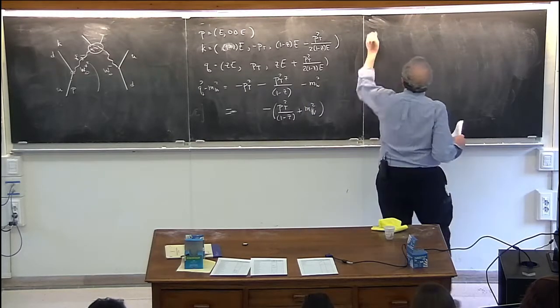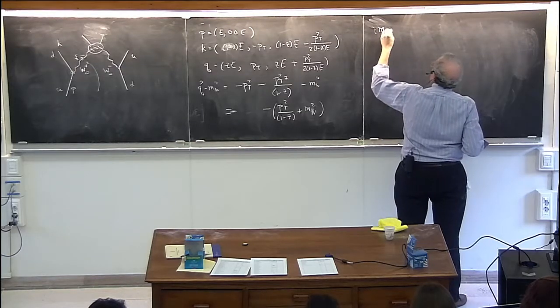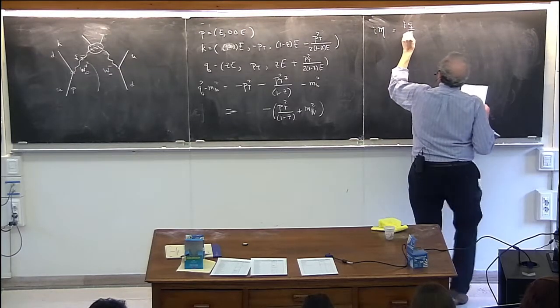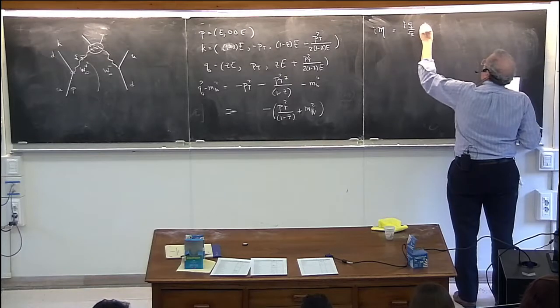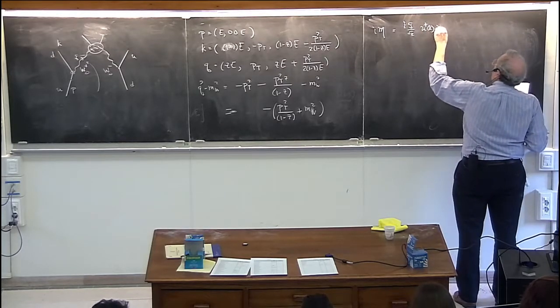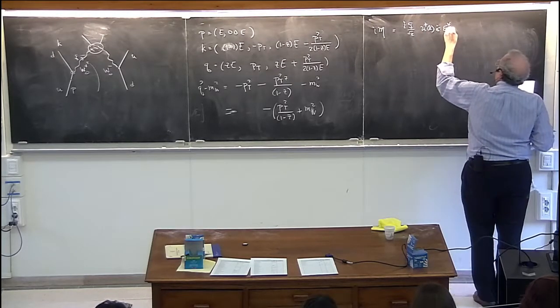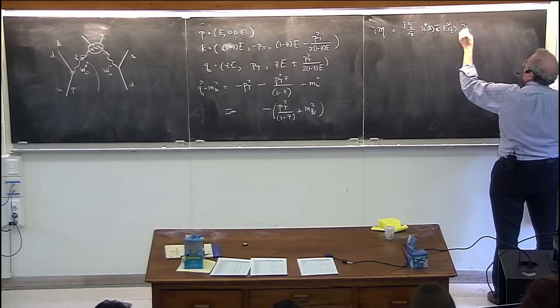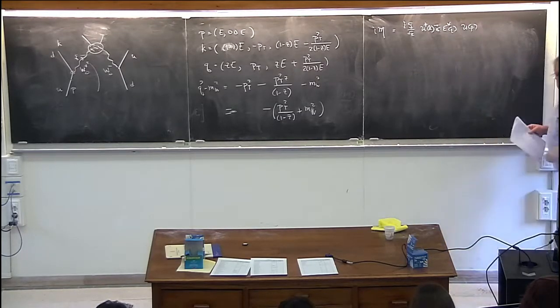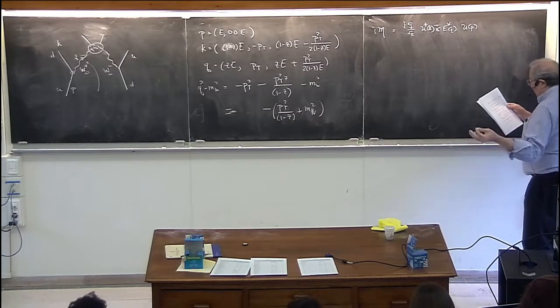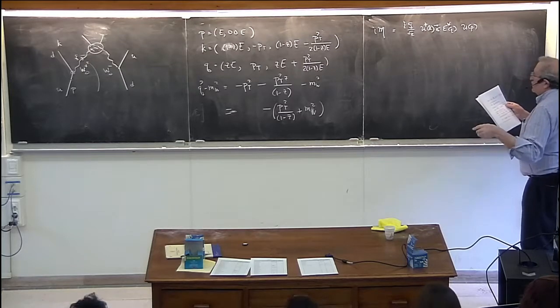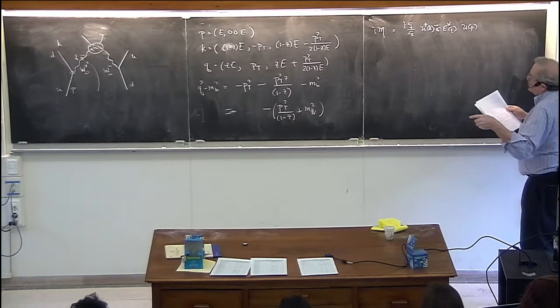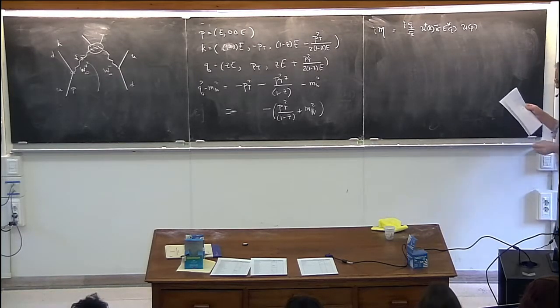Okay. Now, the emission vertex is I g over root 2, u dagger of k, sigma dot q, sigma dot epsilon, u of p. So this is the same thing we looked at on Wednesday morning. Yesterday morning, yeah, that's right.